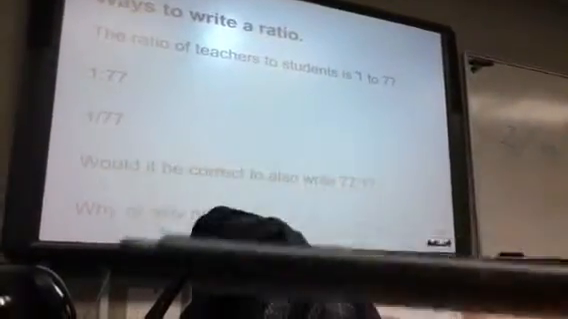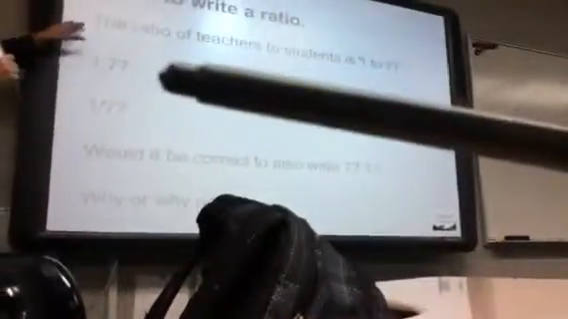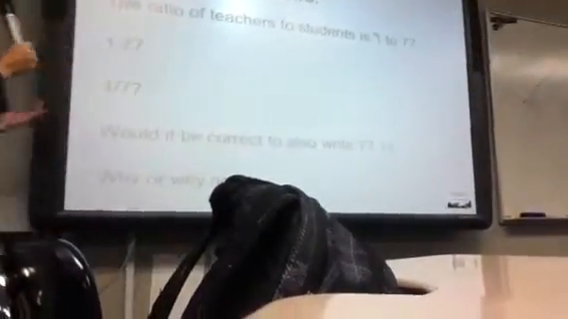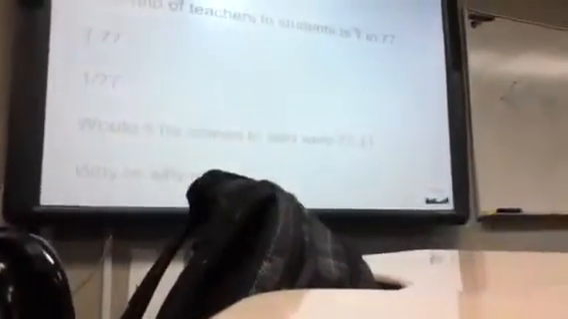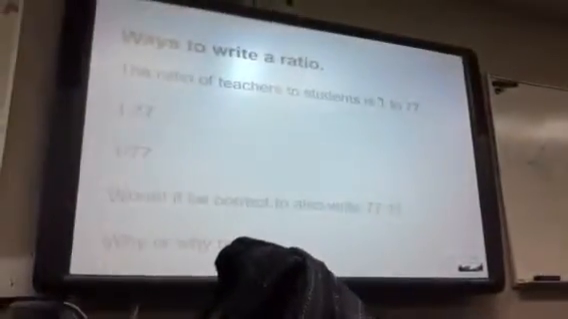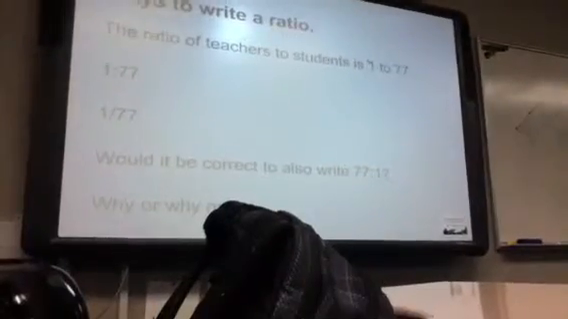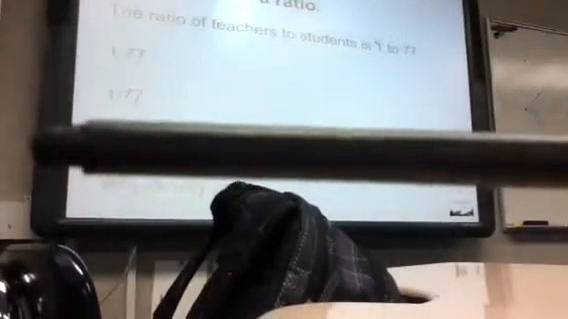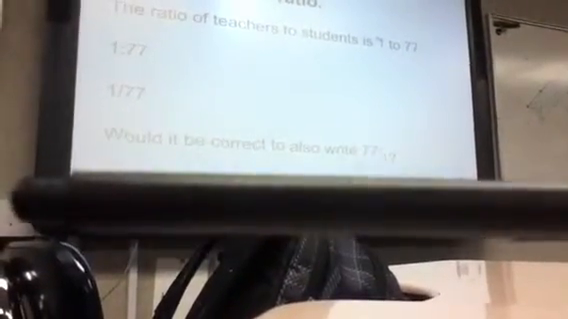So we're talking a little bit about what a ratio is, and a ratio is comparing two numbers to each other. Here I give an example. The ratio of teachers to students is 1 to 77. I am one teacher, I have 77 students, I believe. I haven't actually checked. But that was the last time I took a look at my student roster.